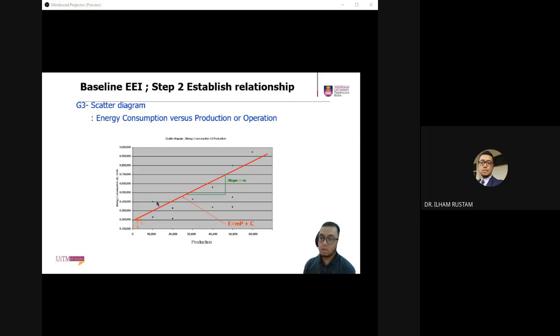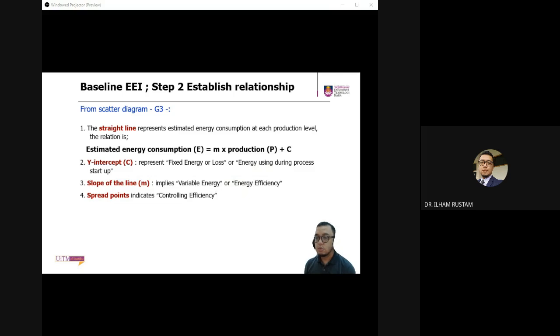So how to plot it, which is use Y equals mx plus C. Energy equals production multiplied by a constant, plus, sorry, M is the variable, it can be the production unit, M, plus C the constant. So the straight line represents estimated energy consumption at each production level, so the relation is Y equals mx plus C. M is defined as the slope of the line, which implies the variable energy, and C represents the fixed energy.